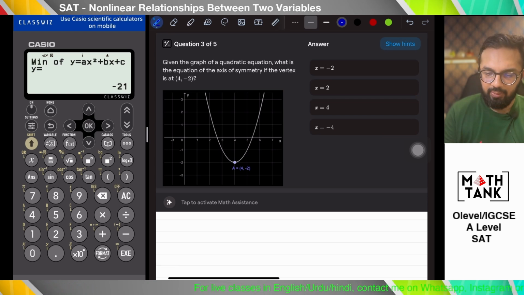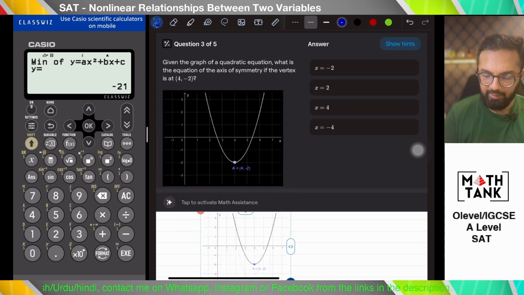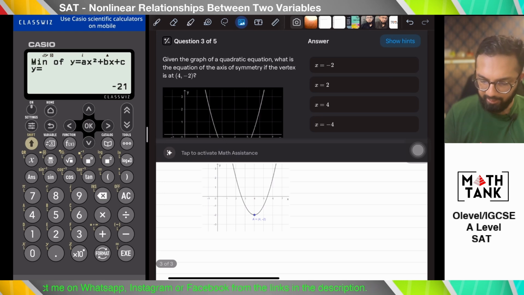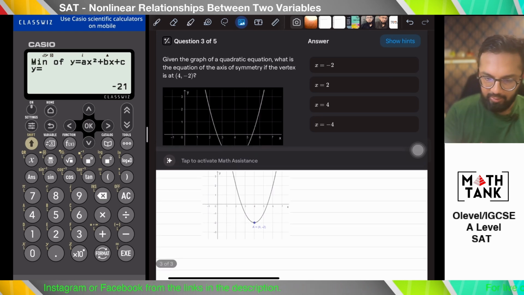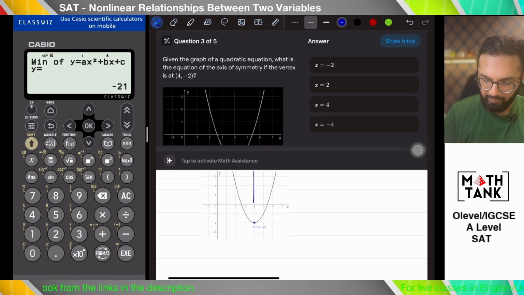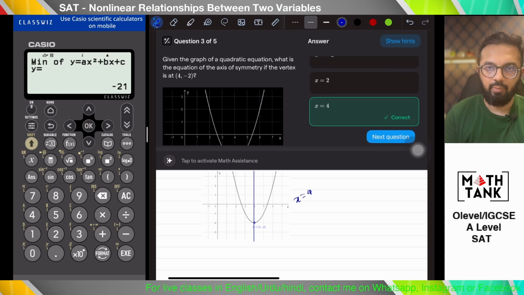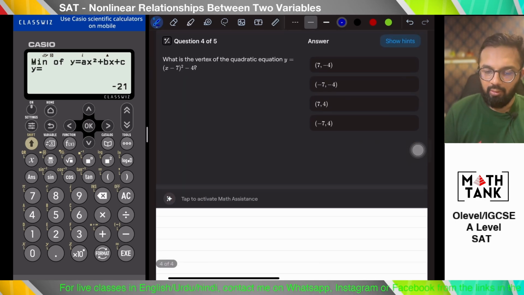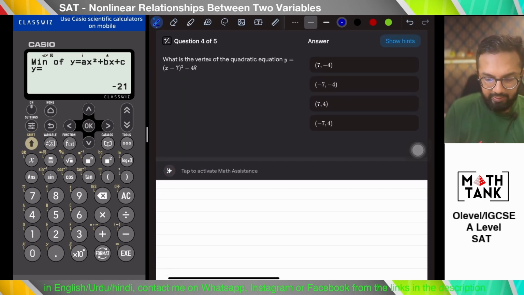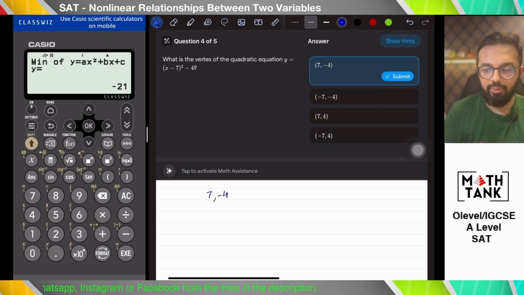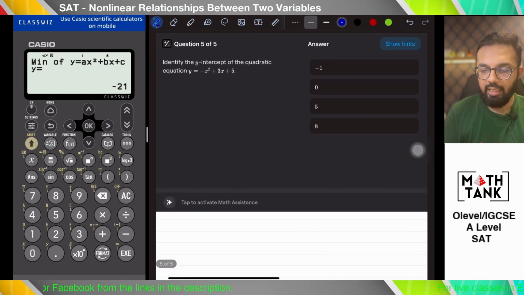The next one says, given that the quadratic equation is this, what is the axis of symmetry? The axis of symmetry is basically a line passing through the turning point. Basically, it's passing through here. So it's at x equals 4. What is the vertex? Again, this is the completed square form, so I can see it's 7 comma minus 4. You should be able to read all of these for your SAT.